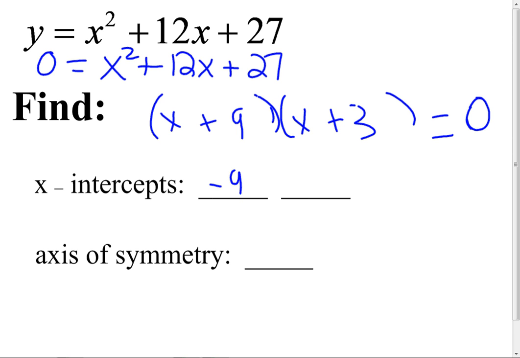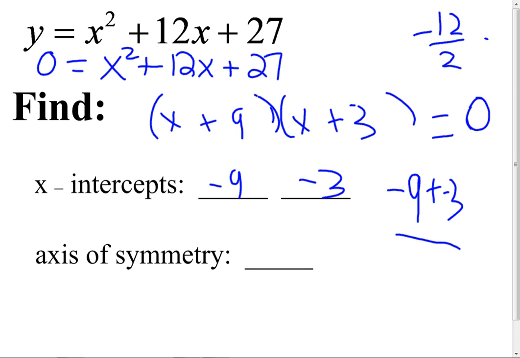Okay, so he says negative 9, negative 3. Where's the axis of symmetry? Where's halfway between negative 9 and negative 3? See, the problem is, what if they're not nice numbers? You're not going to be able to guess it. Why do we need to guess when we can figure it out? But what if it's 2.875 and a negative 5.976? How are you going to figure that out?